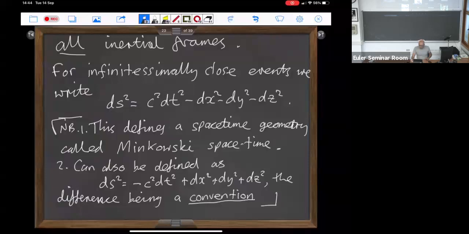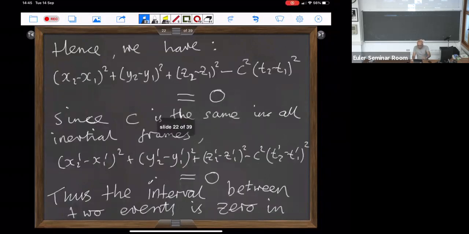Okay, now for infinitesimally close events, we consider an infinitesimal version of the interval, okay? So we write that as ds squared is equal to c squared dt squared minus dx squared minus dy squared minus dz squared. So that just follows from thinking about these formulae infinitesimally. So instead of x2 minus x1, we now have delta x1.